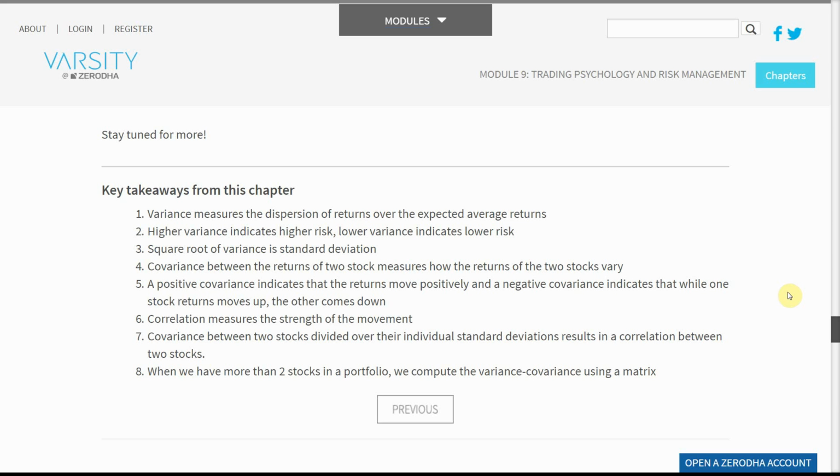Correlation measures the strength of the movement. Covariance between 2 stocks divided over their individual standard deviations results in the correlation between 2 stocks. When we have more than 2 stocks in a portfolio, we compute the variance covariance using a matrix.